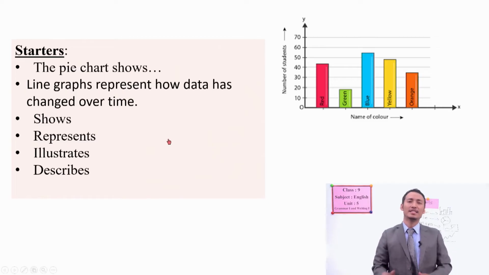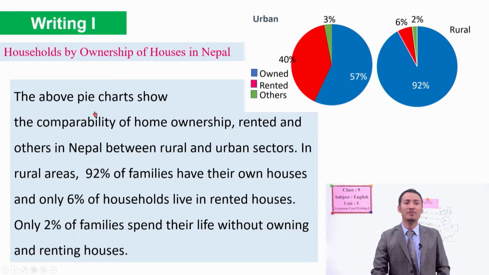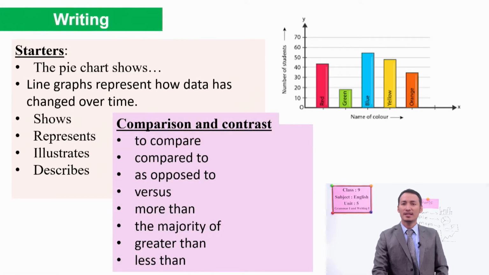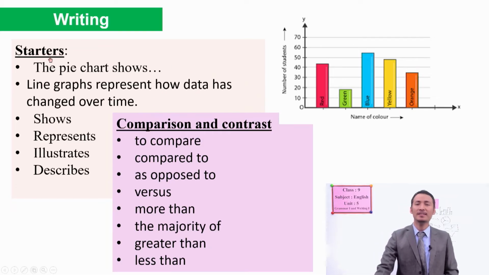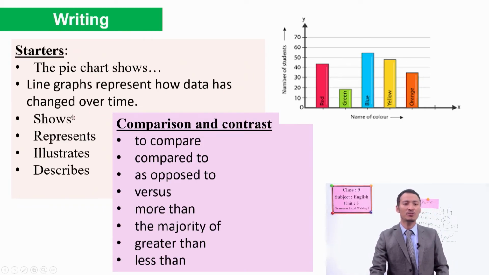Okay, students, now let's see how we can start our interpretation of charts. We saw in the chart here: the above pie charts. So this is the beginning, and we can start this kind of chart interpretation in different ways. Here are the starters. You can read them aloud with me. The pie chart shows; line graphs represent how data has changed over time; or you can replace shows with represents, illustrates, describes, and so on. So these are the starters for your description or interpretation of the chart.